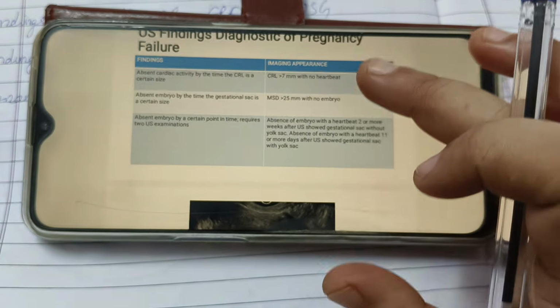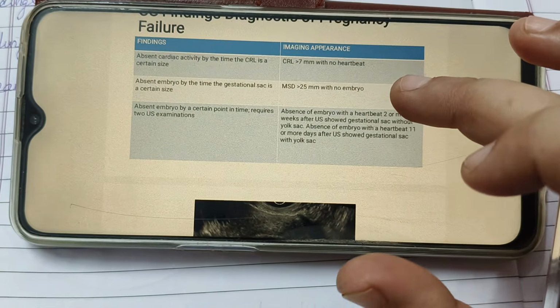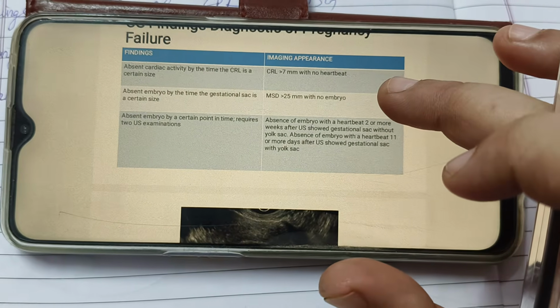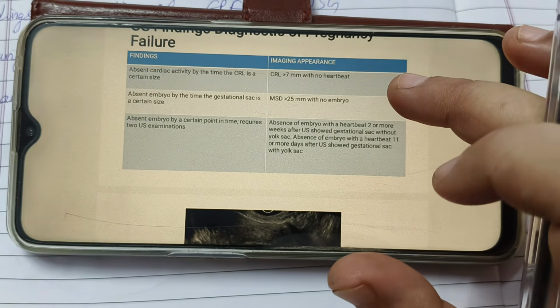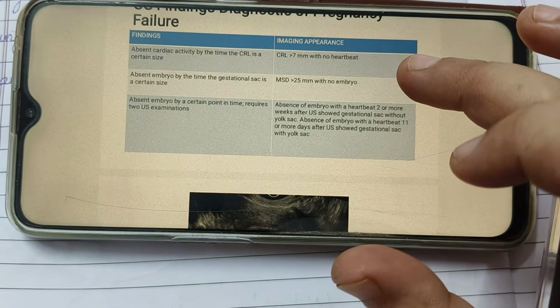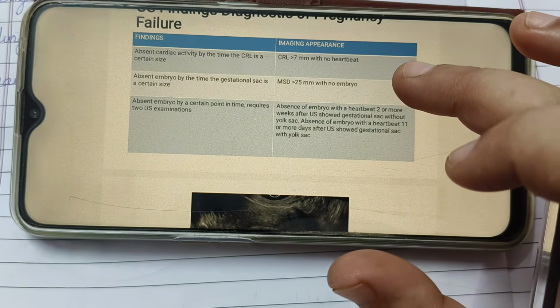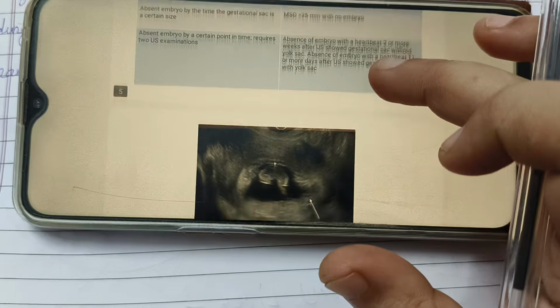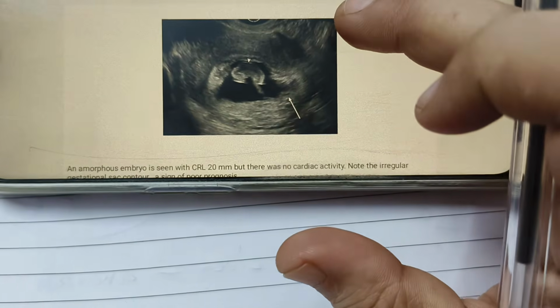So what are the three findings? Crown rump length more than 7 mm with no heartbeat, mean sac diameter more than 25 mm with no embryo, and third thing is absence of embryo with a heartbeat 2 or more weeks after ultrasound shows a gestation sac without yolk sac, and 11 days if it shows gestation sac with a yolk sac. So coming to few images.